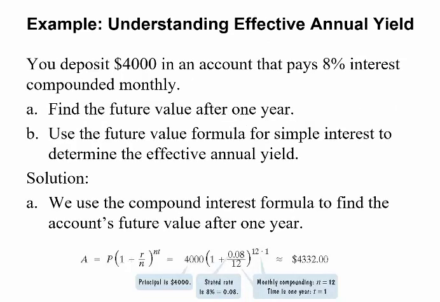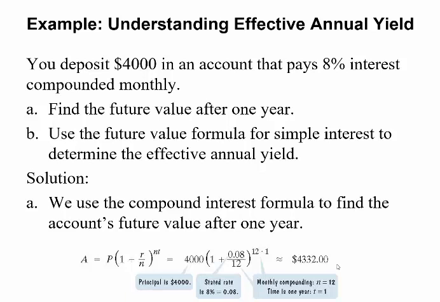So you deposit $4,000 in your account, and that account pays 8% interest compounded monthly. So let's find the future value after 1 year, and then let's use the future value formula for simple interest to determine the effective annual yield. All right, so the first thing you do is find out how much money you're going to have after 1 year. This is compounded monthly, so you take your $4,000 principal, multiply it by 1 plus the rate, 0.08, divided by the 12 months of the year, raised to the 12 times 1, the number of times compounded times the number of years.